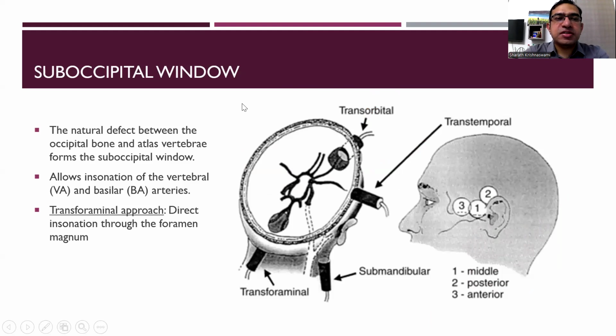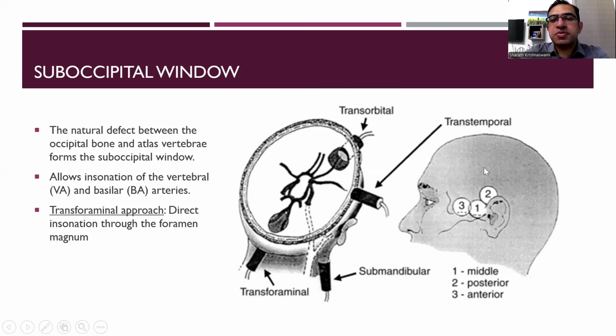Moving forward to the sub-occipital window. The sub-occipital window is also synonymous with the transforaminal window. There is a natural defect between the occipital bone and the atlas vertebra, which forms the sub-occipital window. This helps us in the insonation of the vertebral arteries and the basilar artery. The transforaminal approach is a direct insonation through the foramen magnum.